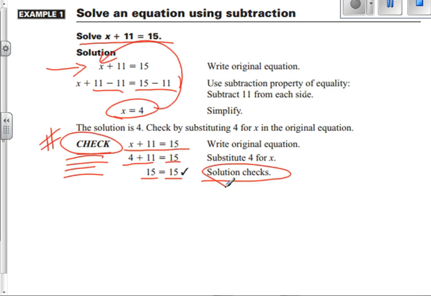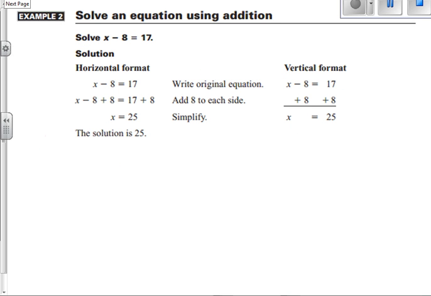Okay? So let's go on. All right, here's another one. Horizontal format. All right, so we have x minus 8 is equal to 17. So what we're going to do is add 8 to both sides. Okay? And we find out that x is 25.